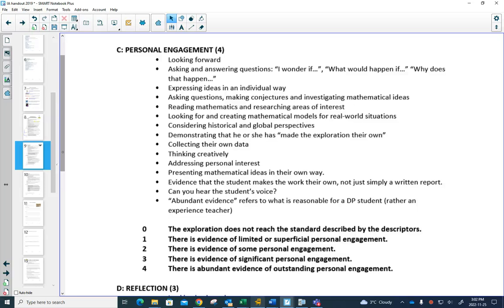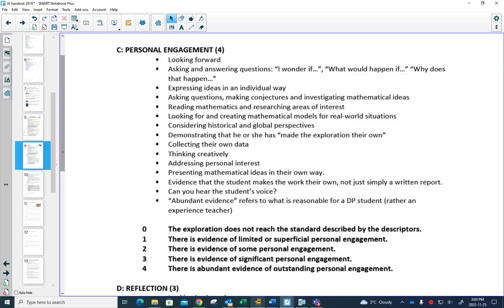And so this is one where getting a 3 is evidence of significant personal engagement, and that's only 3 out of 4. And a 4 is abundant evidence of outstanding personal engagement. It's like, wow. That's it. So this is the one where people are usually getting 2 or 3 out of 4. It's a place where, if I handed in and gave everybody 4s, the markers would come back and say that I was too generous on personal engagement.